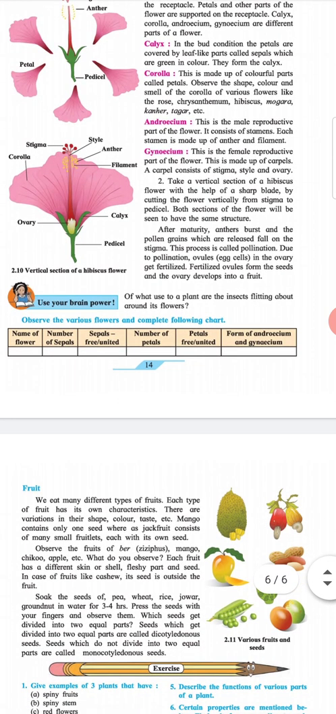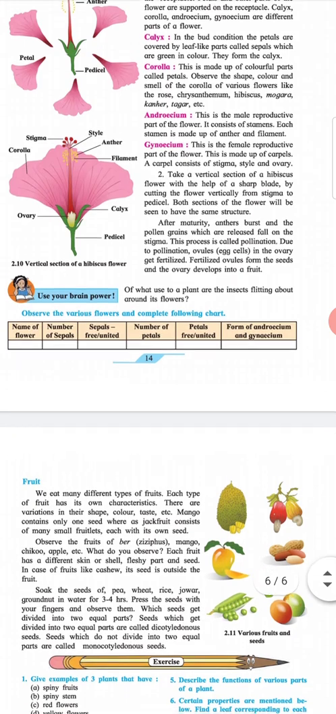Subheading Calyx. In the bud-like condition, the petals are covered by a leaf-like part called sepals, which are green in color. They form the calyx. Subheading Corolla. This is made up of colorful parts called petals. Observe the shape, color, and smell of the corolla of various flowers like the rose, chrysanthemum, hibiscus, mogra, kanher, tagar, etc.